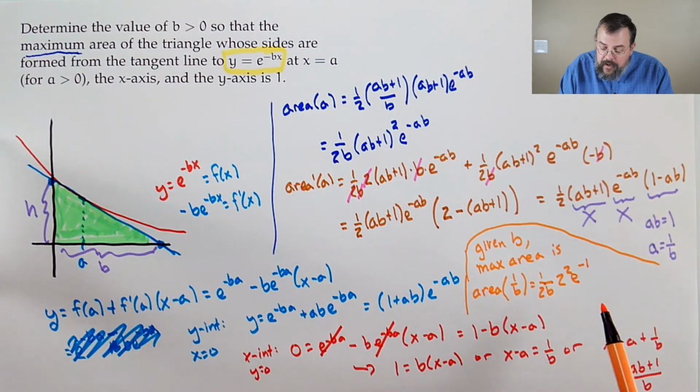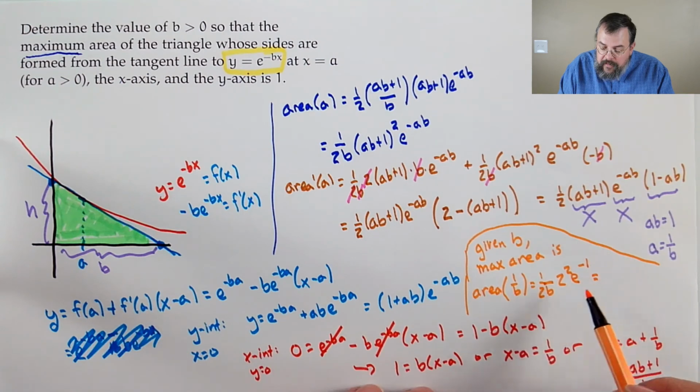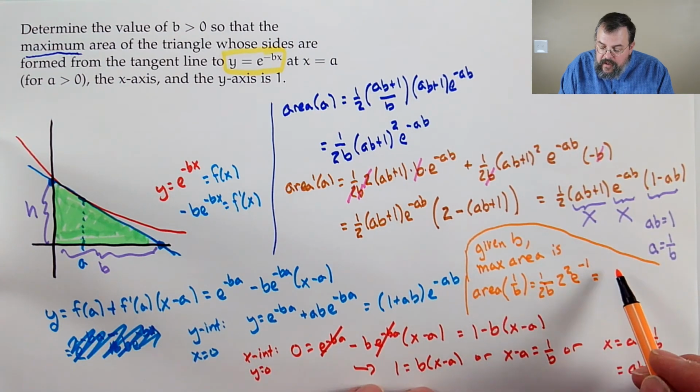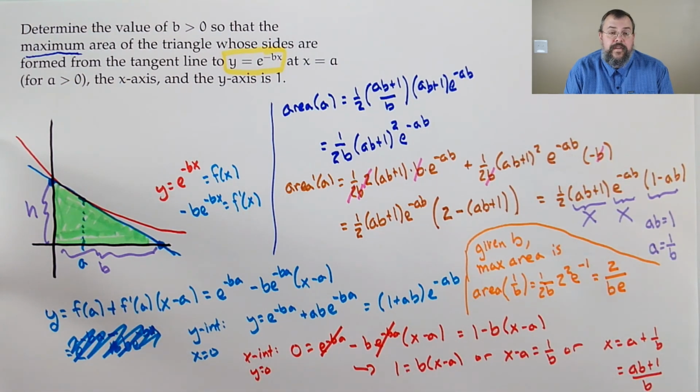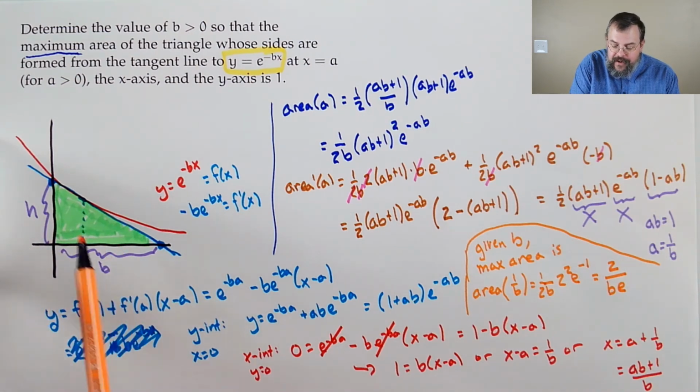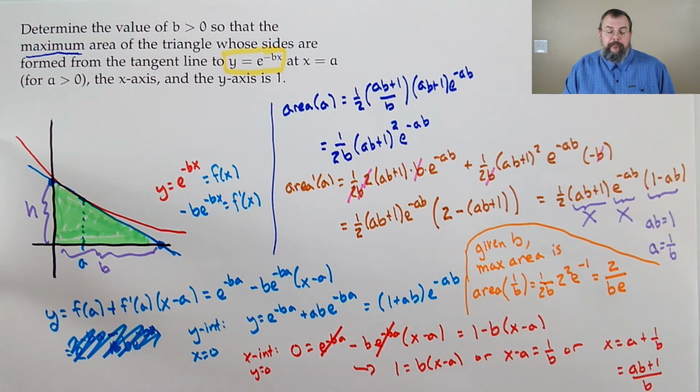Now, if you clean this up, what do you end up with? Well, you can cancel off a single 2. So you get 2 over b, and the e goes downstairs. So there we go. If you give me b, I can now tell you, hey, the maximum area that you can form here is 2 over b times e. Okay, so great. How do we find the answer?